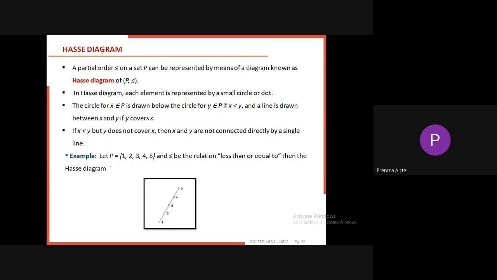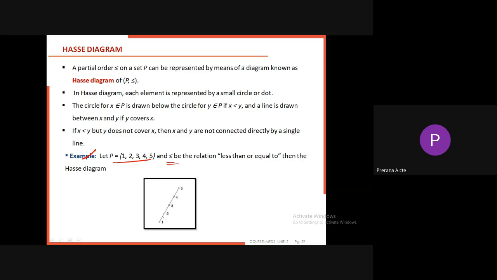Actually, this is a graphical representation for the given partial order relation. Any partially ordered set with a partial order relation can be represented by means of a Hasse diagram, by which we can easily check the properties, and we can go with some other proper things also. Let us see this example here. P equals {1, 2, 3, 4, 5}, and the relation is given as less than or equal to. Now if you construct the Hasse diagram, it will look like this: 1, 2, 3, 4, 5.